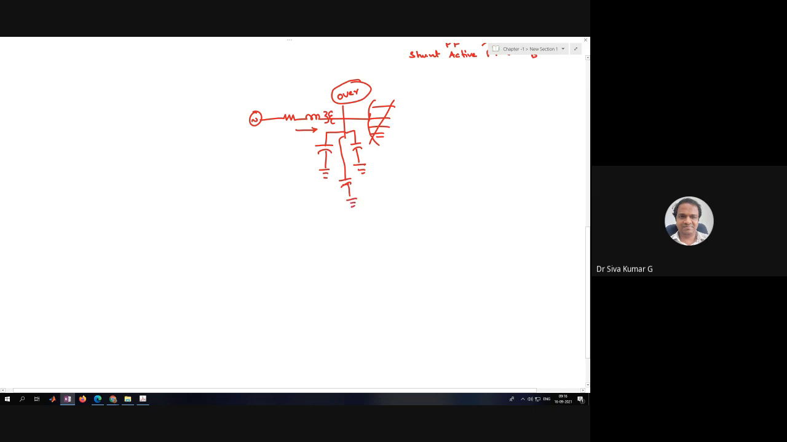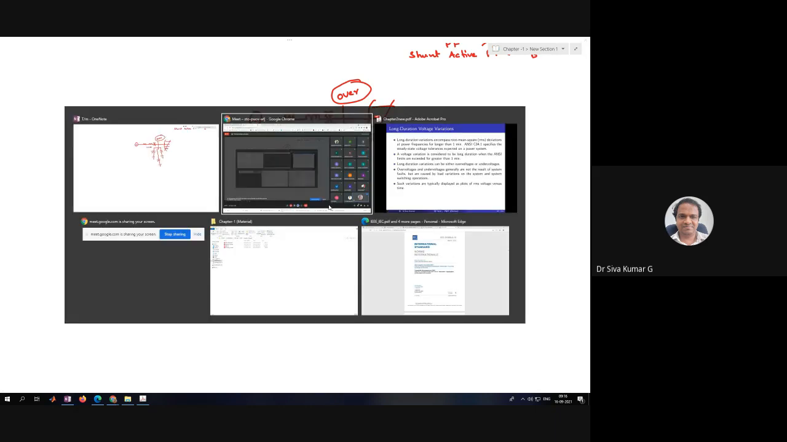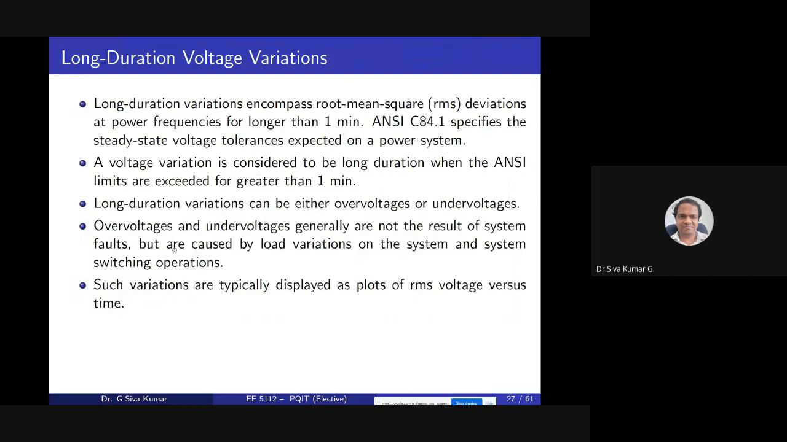We have been switching the capacitors here. Basically, the point here is that over voltage and under voltage are not the result of a fault, but are caused by the load variations of the system and system switching operations also.